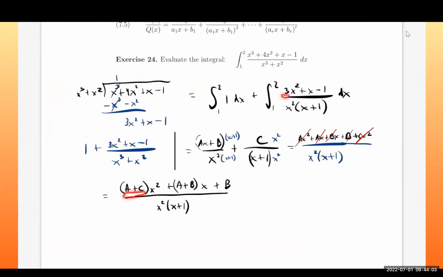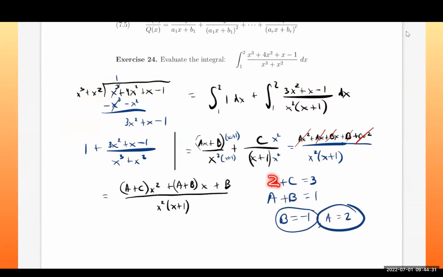So the first equation will be a plus c is equal to 3. The next one will be a plus b equals 1. And then the last one will be b is equal to negative 1, which is already solved. And then if you plug in negative 1 here, add 1 to both sides, you get a equals 2. And then if you plug in 2 for a, subtract 2 from both sides, you get c is equal to 1.